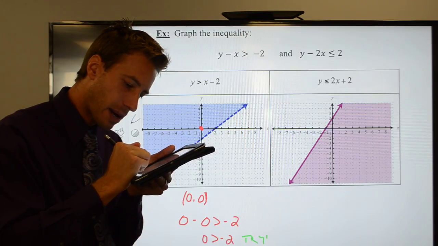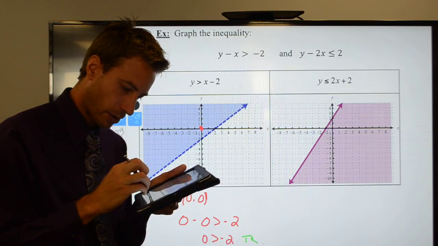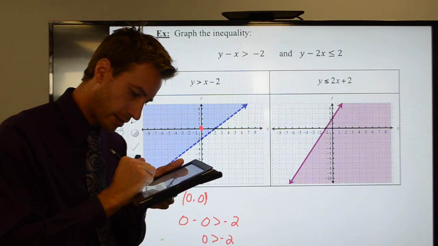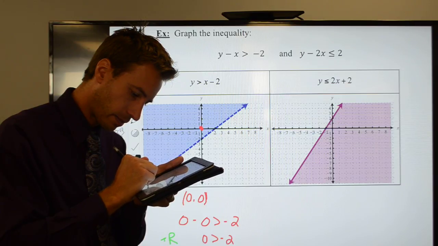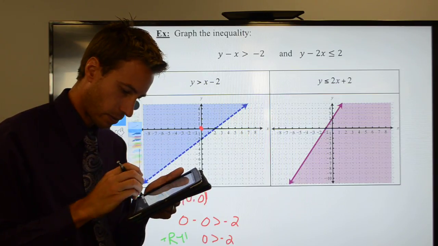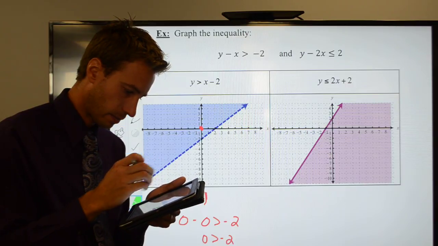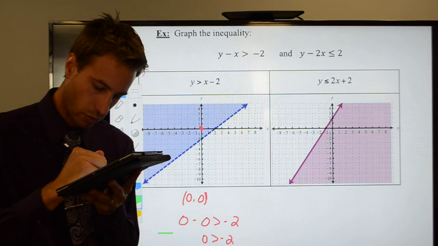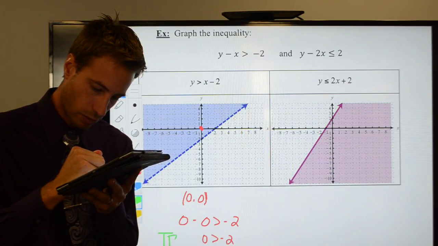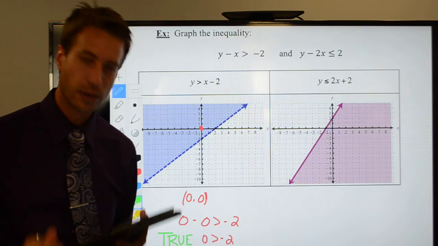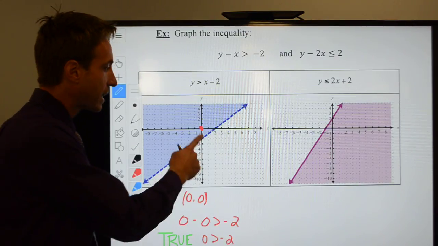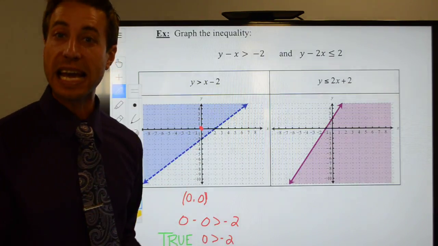And so what's step number 4? Sorry, I apologize, my marker's not working quite right. Let me get that green back. This is a true statement. Hold up, let me go slow so it can keep up with me. Here we go. This is true. Working with old technology here, sorry. This is a true statement. What that means is that my test point 0, 0 is a solution.